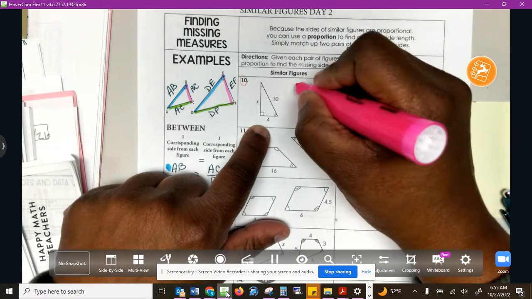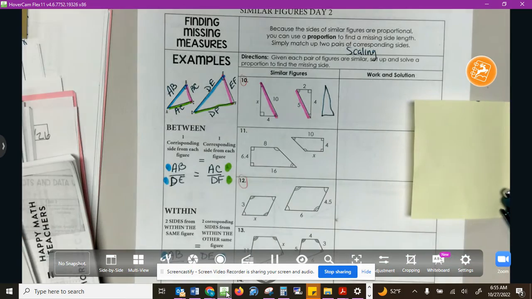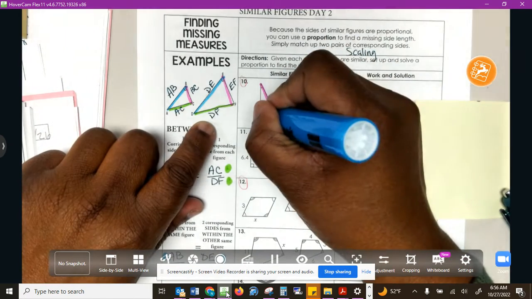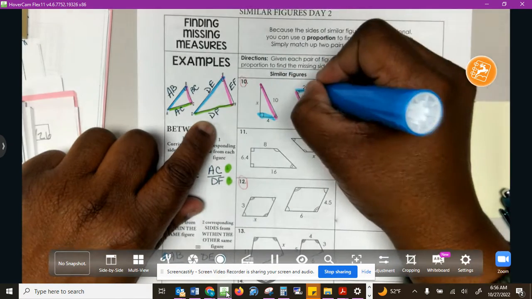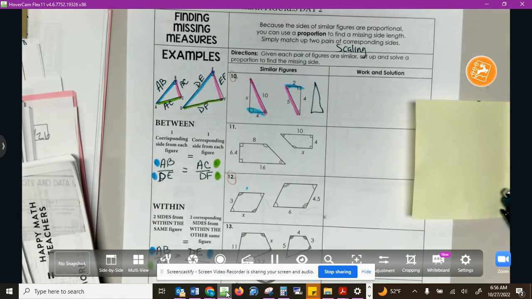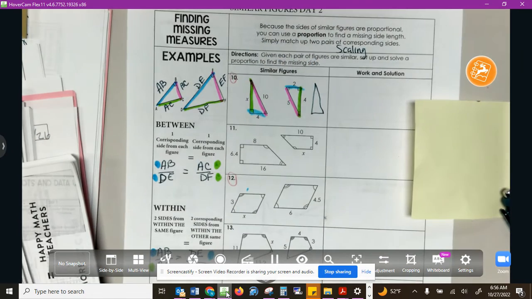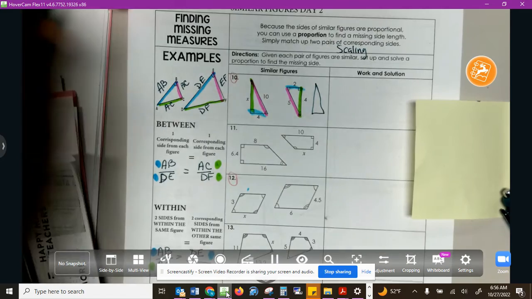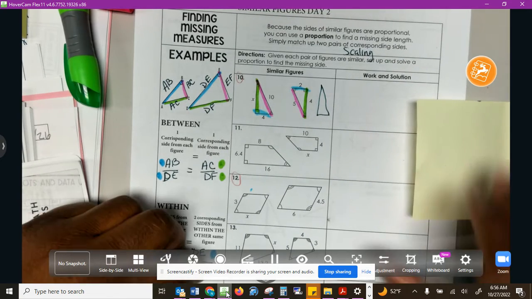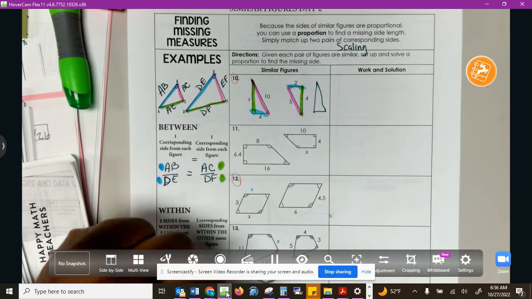So, for example, I know that this slant will go with this slant. I know that this bottom will go with this bottom. And I know that this side will go with this side. If you can do that, you don't have to rotate it. But if you know you struggle with that, this color pencil is available to you, and some highlighters, so then go ahead and do that.